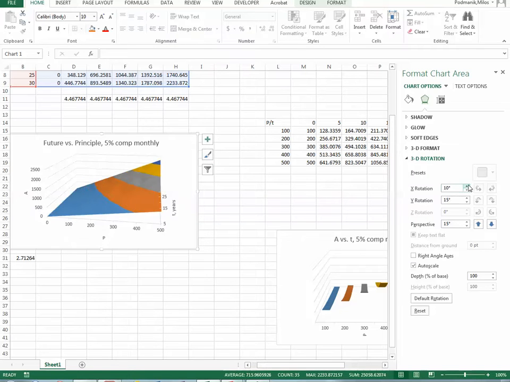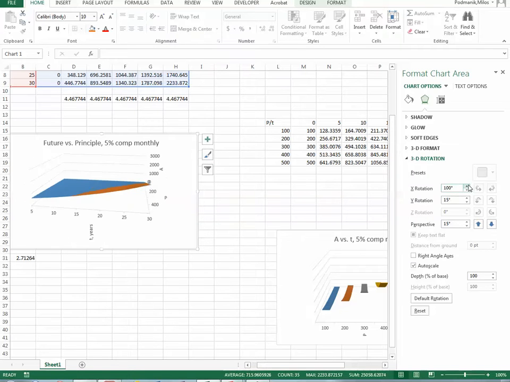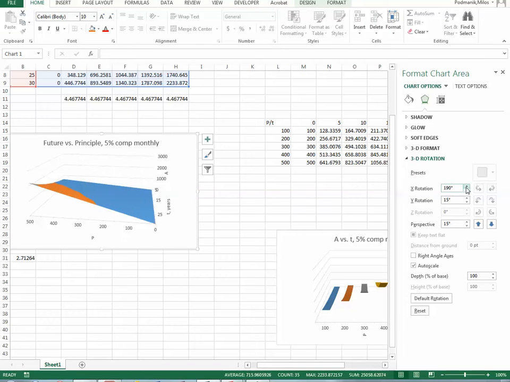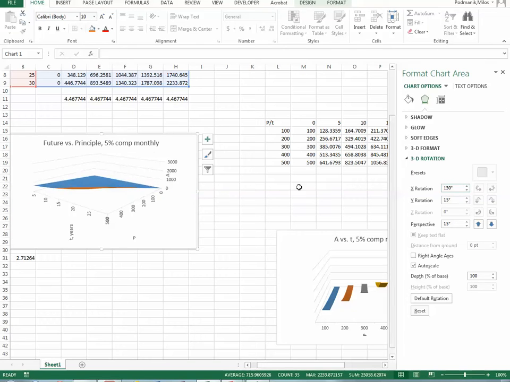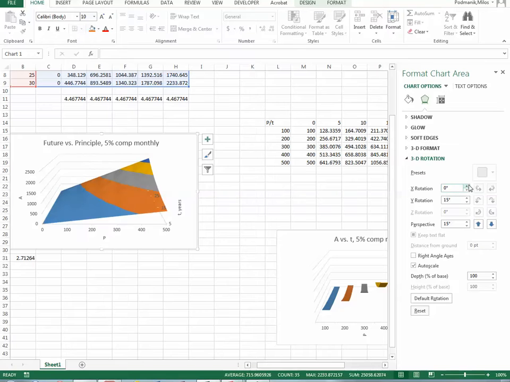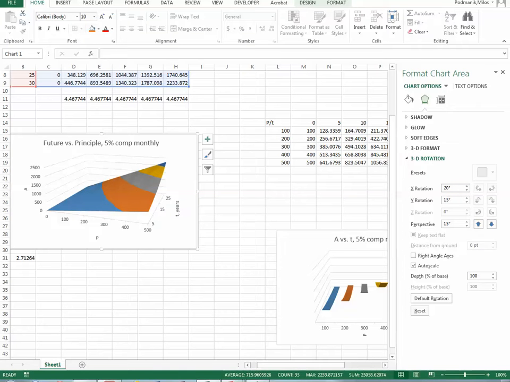And as I begin to rotate this thing, you can now see in a little bit more detail the exponential relationship going this way. It's almost like a sheet of paper, as if you took the tip of one of those corners and lifted it up a little bit higher than the other corners, you'd get this three-dimensional surface. So very cool stuff that we can do with it.